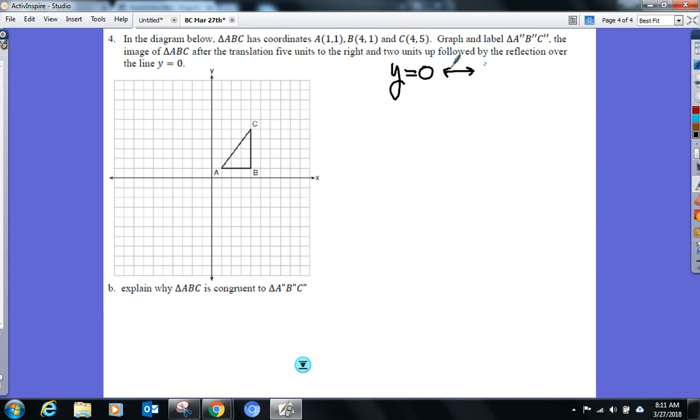All right? So that's what I need you to do in your group first, is find out where triangle A double prime, B double prime, C double prime will be. I'll ask you for the coordinates, and then we'll write our own proof from scratch, no blanks. All right, so go ahead and translate it, then reflect it over the line y equals 0.